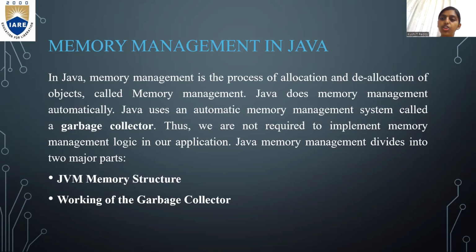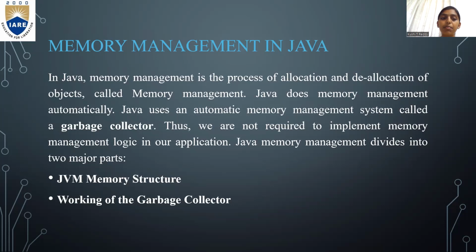Now let us get into the topic. Our topic for today is memory management in Java. In Java, the process of allocation and deallocation of memory for objects is called memory management. You can allocate memory for particular objects, and you can deallocate the memory if it is not required. That is called memory management.